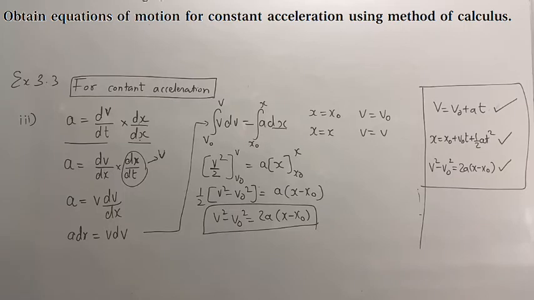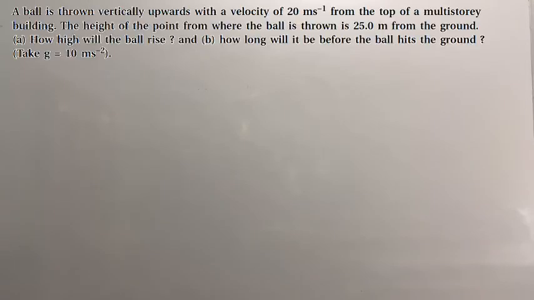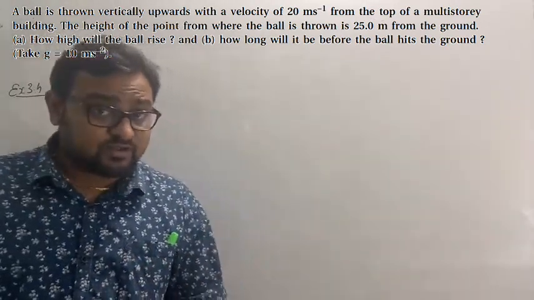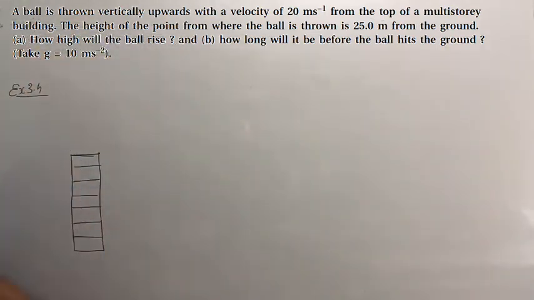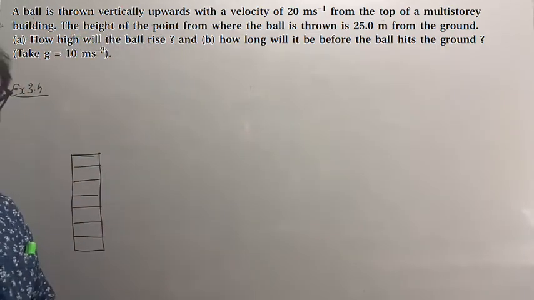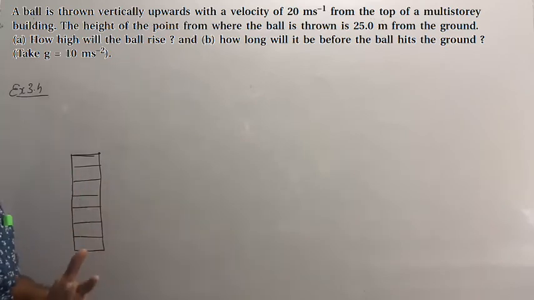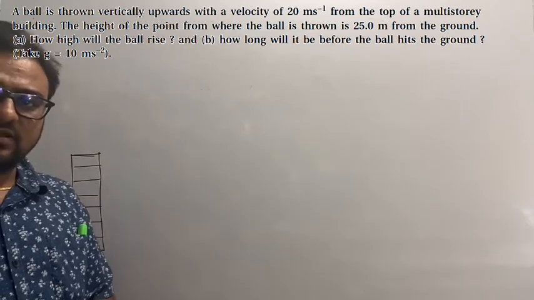Now let's move to the next example, that is example 3.4. Example 3.4, it's an important numerical, right? See, it is given that a ball is thrown in a vertically upward direction from a multi-story building with a velocity 20 meter per second, right?